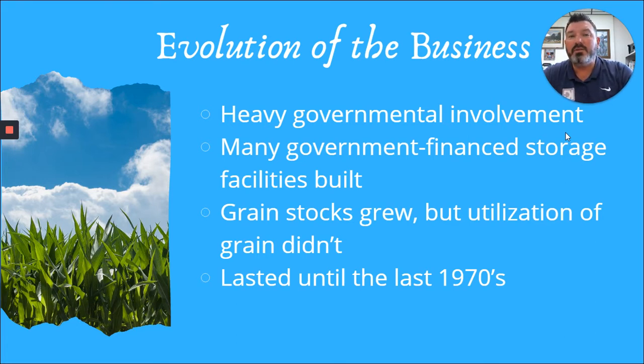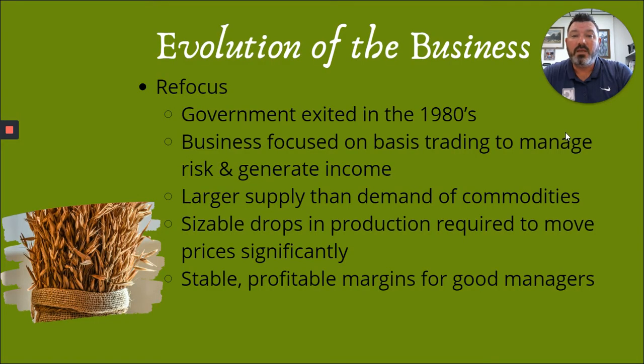And that was meant to hold grain in storage to keep it all coming to market for a while. So we had a massive growth in grain stocks, but utilization of grain didn't. So we had of course, a corresponding plunge in price. And that lasted really until the 1970s. So the government decided that, of course, that wasn't too profitable for them. So they exited the business in the 1980s.